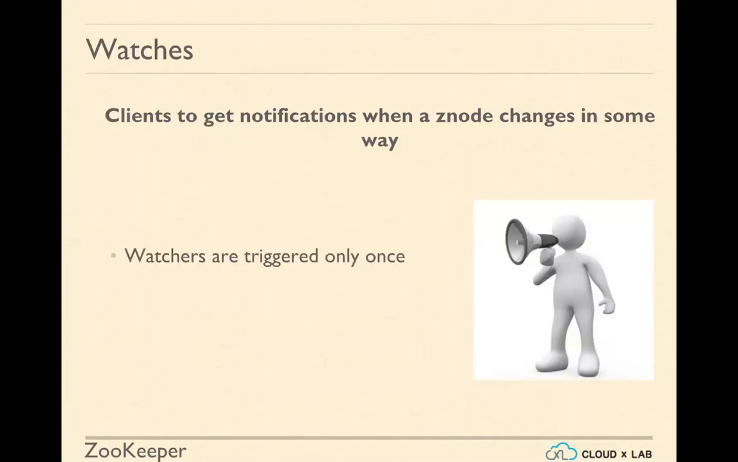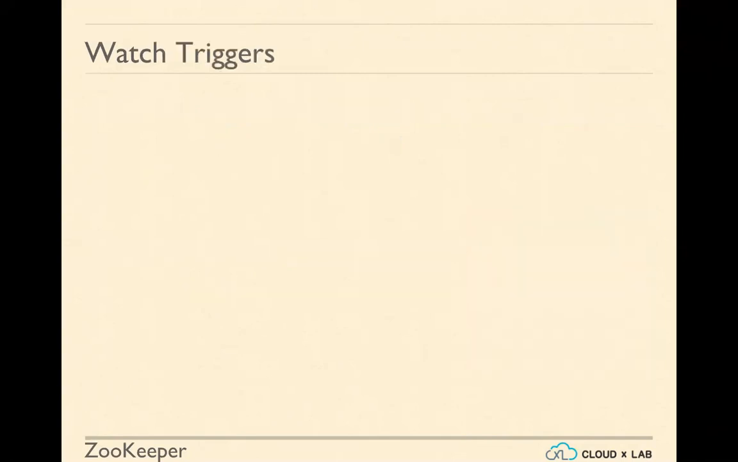If you want to get multiple notifications whenever any Z node is added or modified, what you do is re-register inside the trigger itself. The trigger will create another watch, and that's how it works. Watches are triggered only once, and this model is very common with most systems.